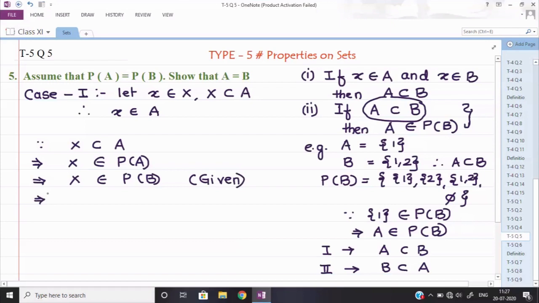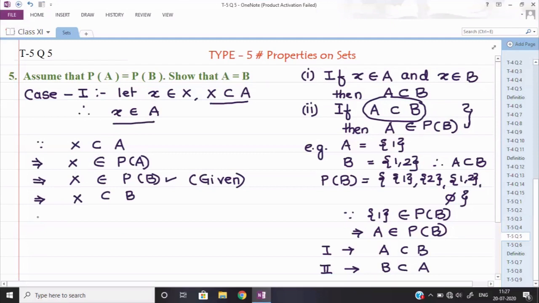Now if X belongs to the power set of B, then definitely we can say that X will be a subset of B. We can go in the reverse order, because in the initial steps we have seen that if X is a subset of A, then X belongs to the power set of A, and if X belongs to the power set of A, we can go in reverse and say that X is a subset of A. Same here: if X belongs to the power set of B, then X will be a subset of B. And again I go a little more in reverse: if X is a subset of A, then x will belong to set A because x is a part of capital X.